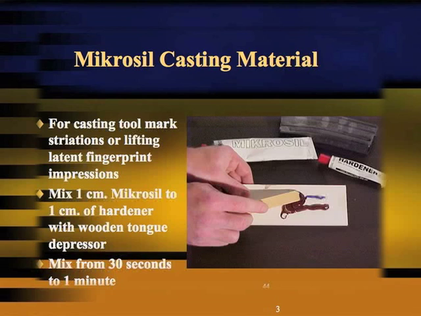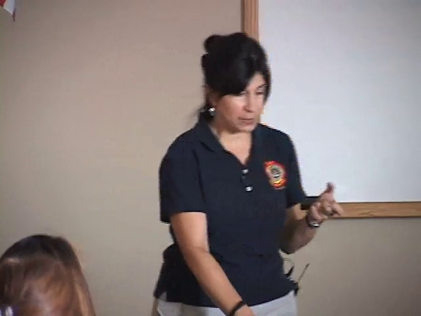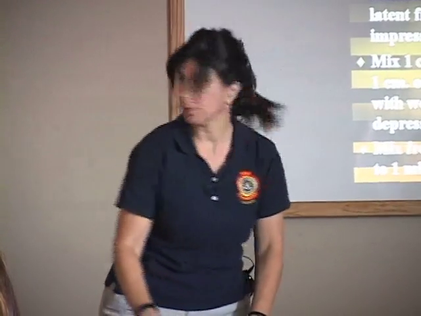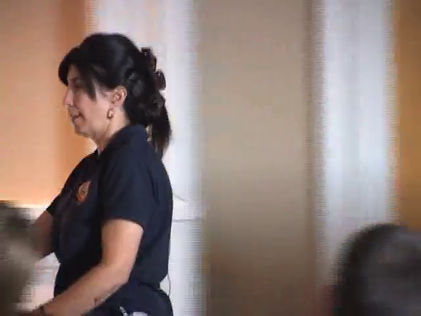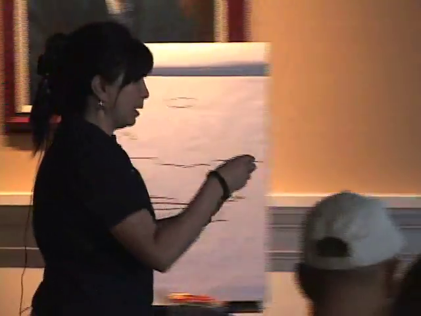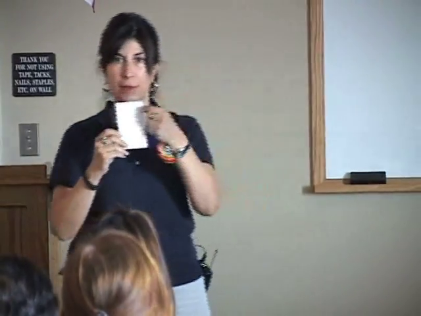So for casting tool marks, which are the striations you're looking for, it's 1 centimeter of microsil to 1 centimeter of hardener. Okay, so basically what we're going to do today, my little cards. I just need the fingerprint cards, that's all. And I'll pass this out in a minute. We're just going to take an equal amount, okay? So when you squirt out the microsil, however long you put that length on there, put the same amount for the hardener, okay? And then you're going to take the tongue depressor and mix it together, and then you're just going to apply it right on top of the tool.